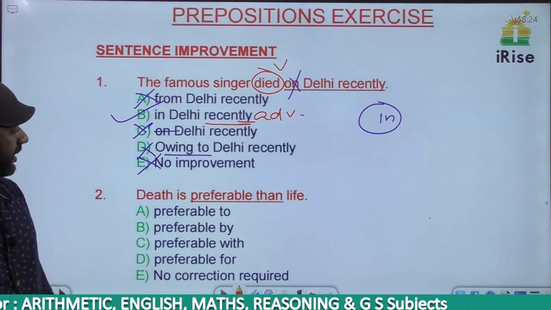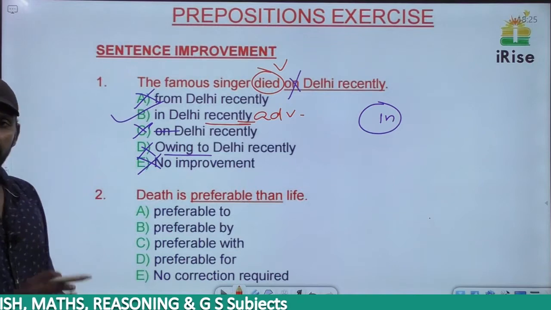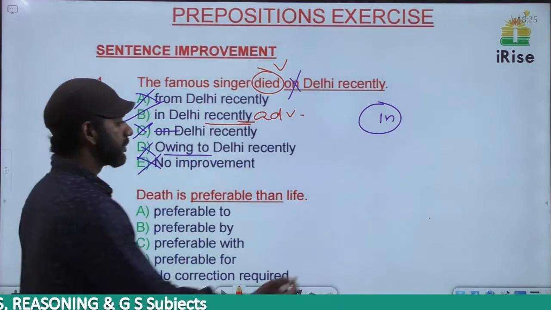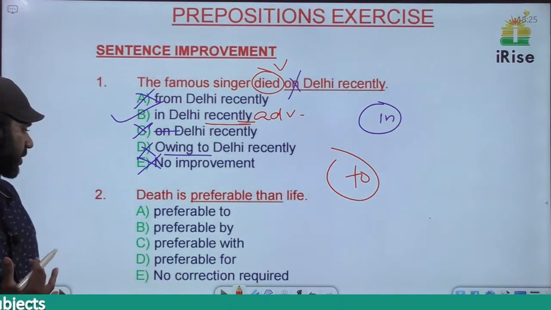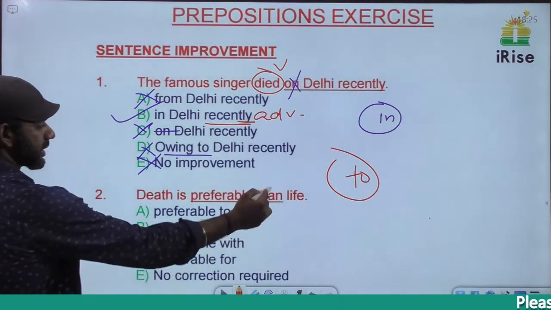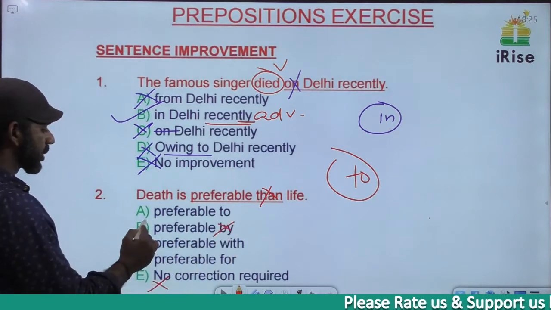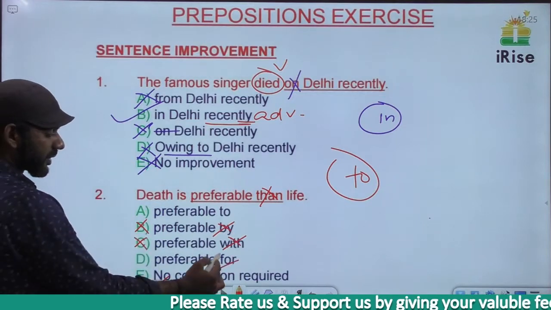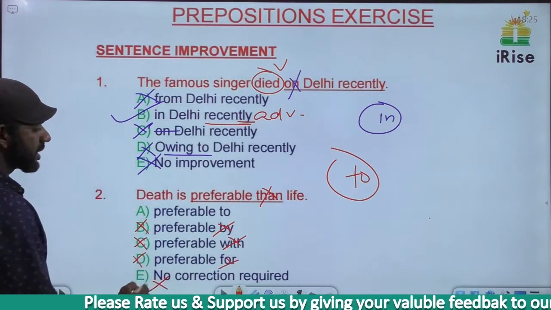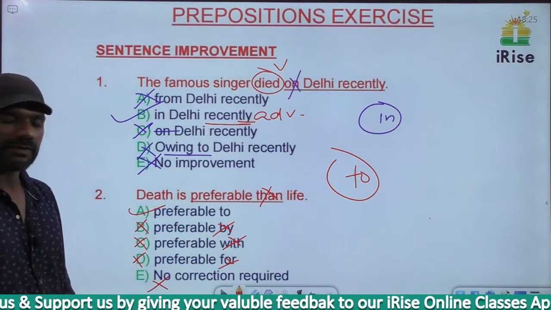Come to the next one. Death is preferable than life. Prefer will be followed by the preposition to, right? Based on that, the given sentence is eliminated. Preferable by is a wrong usage. Preferable with is a wrong usage. Preferable for is a wrong usage. It must be preferable to. Death is preferable to life.